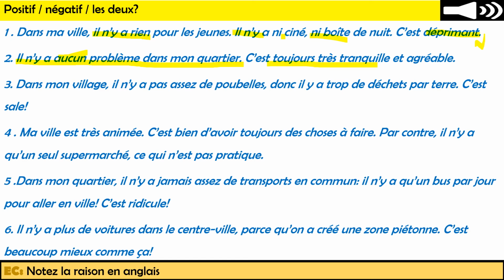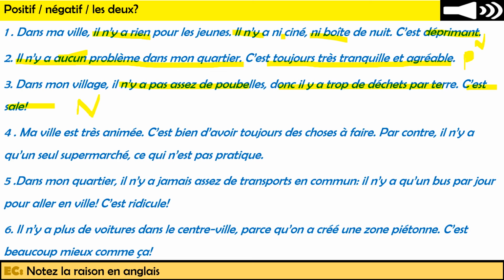C'est toujours très tranquille et agréable. So this one is positive. Voilà. Alors, le troisième. Dans mon village, il n'y a pas assez de poubelles. Donc, il y a trop de déchets par terre. C'est sale. Okay, so you've got a negative here. There's not enough bins. Therefore, there's too much rubbish on the streets. It's dirty. This one is fully negative.